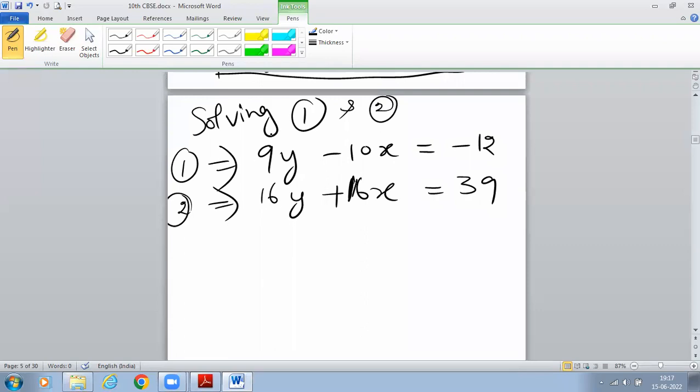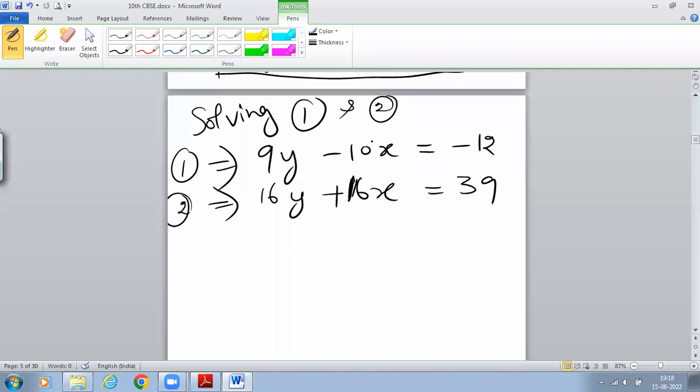See here, the numerical coefficient of y here is 9, and the numerical coefficient of y in the second equation is 16. For x also, the numerical coefficient is minus 10, and in the second equation it is plus 16. If both variables do not have the same numerical coefficient, then you have to look for a variable having opposite signs in the coefficients. For example, here plus 9y, there plus 16y, both are plus. But here minus 10x, there plus 16x. See here, the variable x has different signs for its coefficients, that is minus 10x and plus 16x.